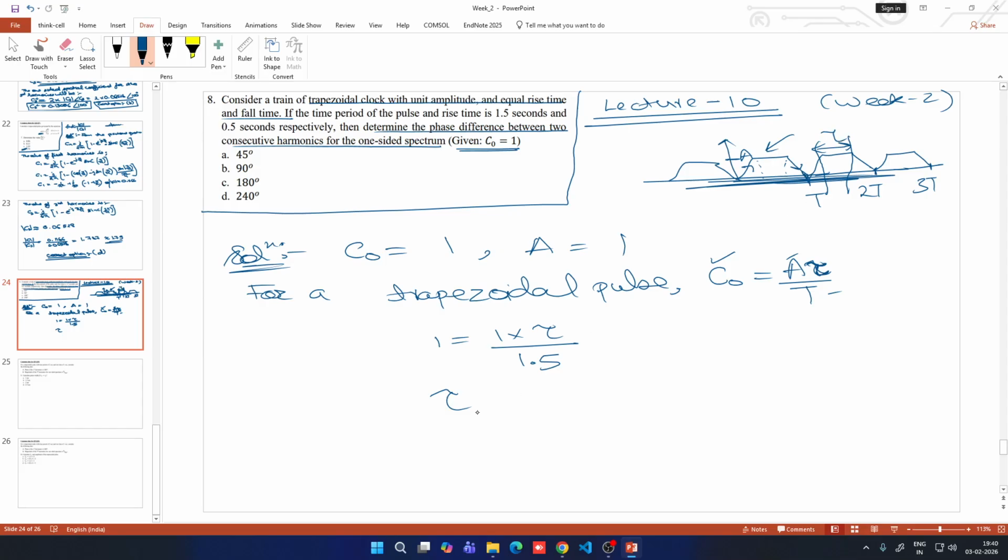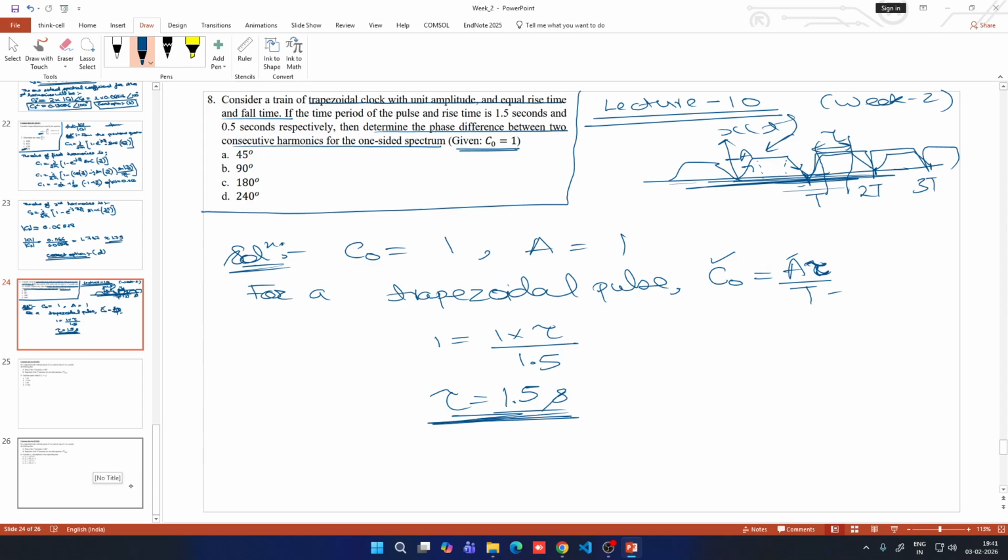This is tau. So tau comes out to be 1.5 seconds. Whatever I have drawn is not exactly accurate; based on the values, it's just a rough estimate to show you how the pulse looks. It should not be like this, it will be something like this. But we won't be concerned about what the actual waveform looks like. Here our aim in this problem is to find the phase difference. So now we know the tau.